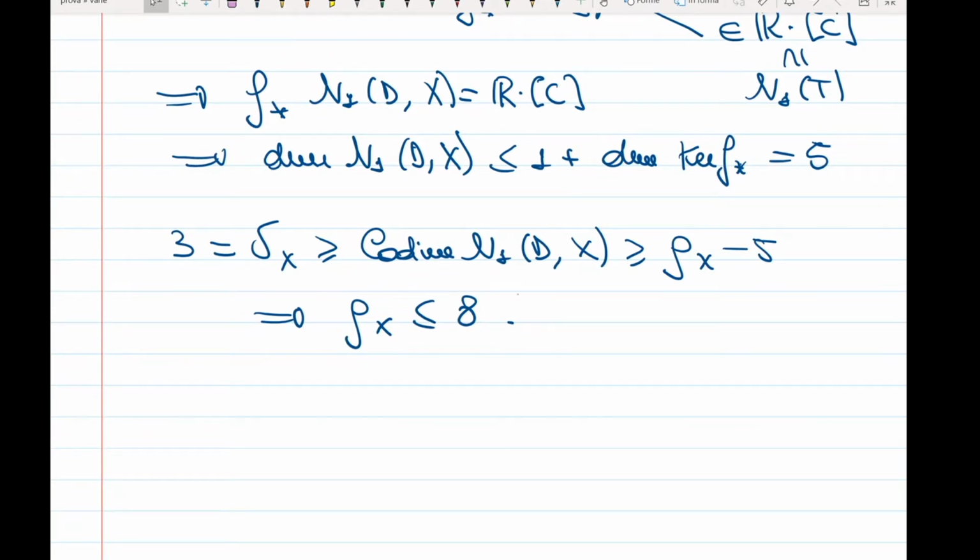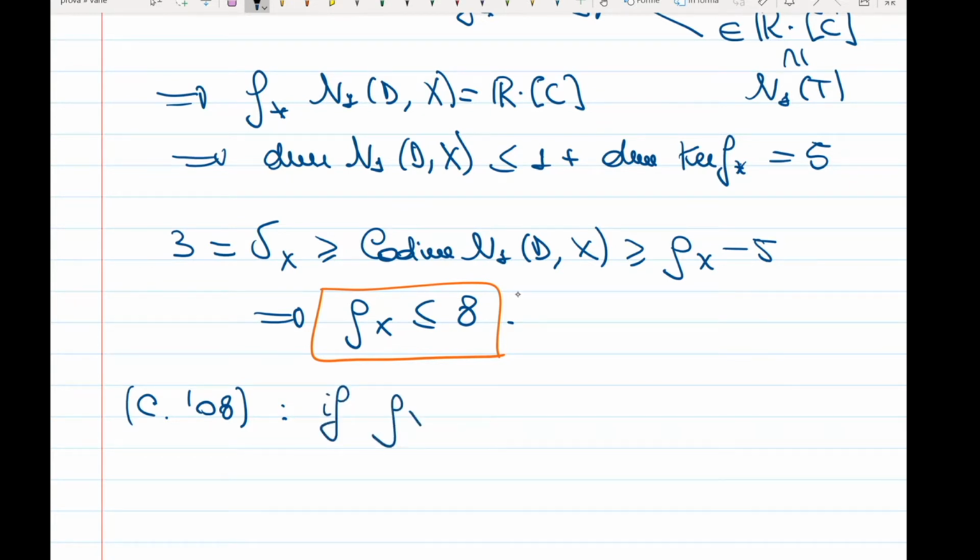And then, so maybe let me highlight this. And then by applying an old result of mine, one can show that if actually the Picard number is 7 or 8, then X is a product.